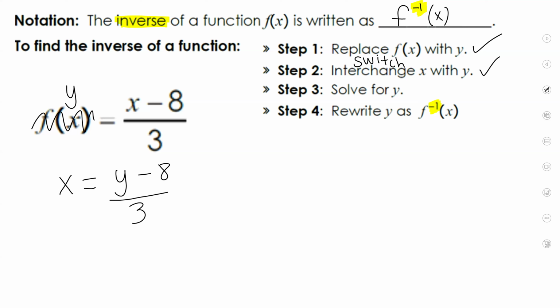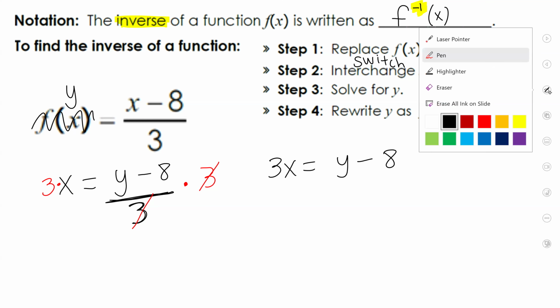Step 3 is to solve for y. So that means we're going to get y by itself. So notice, this is being divided by a 3. What is the opposite of dividing by 3? Yes, so we're going to multiply this side by 3, and that cancels out because those are opposites. We're also going to multiply this side by 3. What we are left with is 3x equals y minus 8.